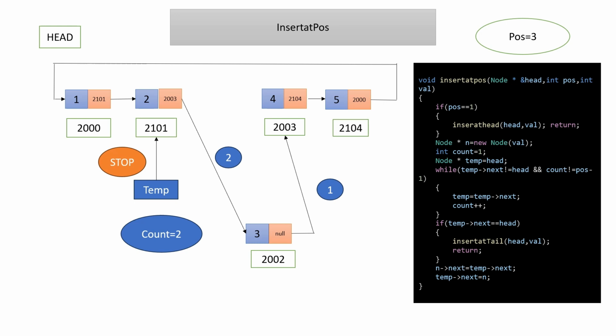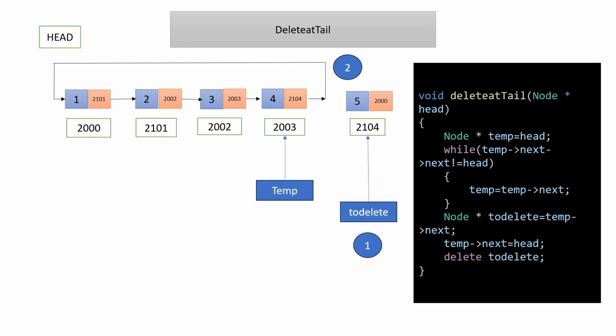So this is how the insertion at position is done. And what if we want to delete a node from the tail in our circular linked list?